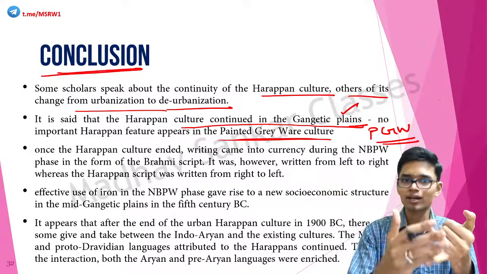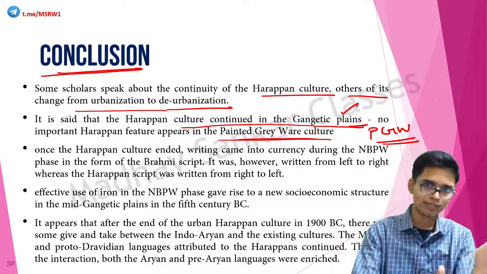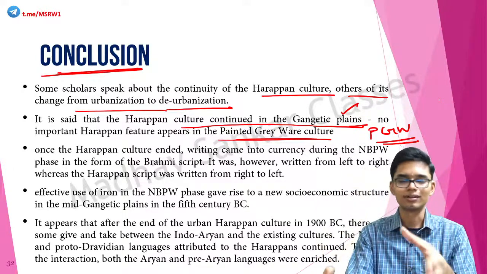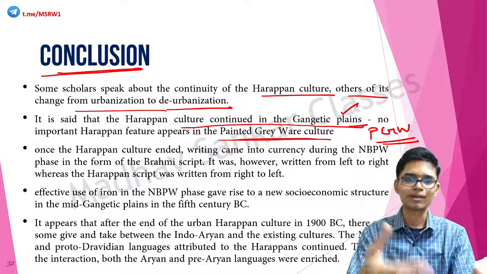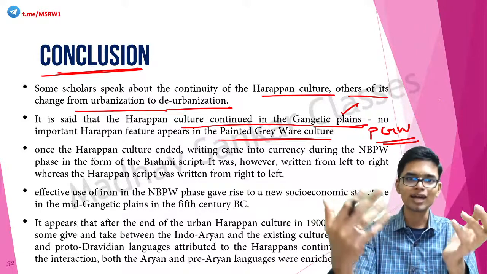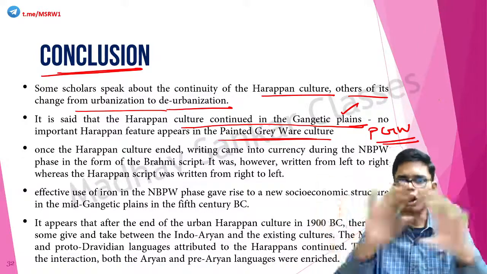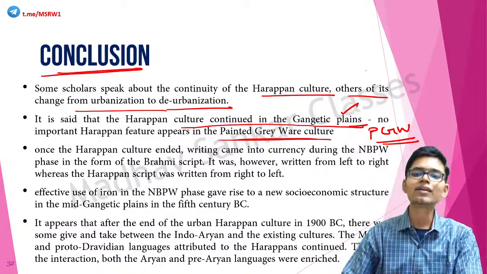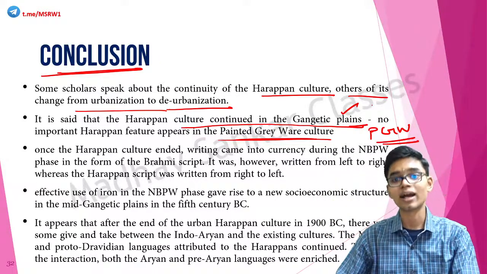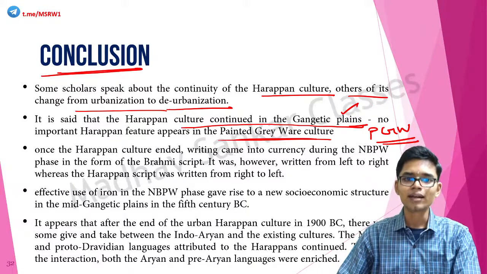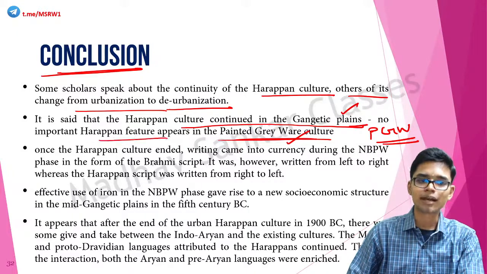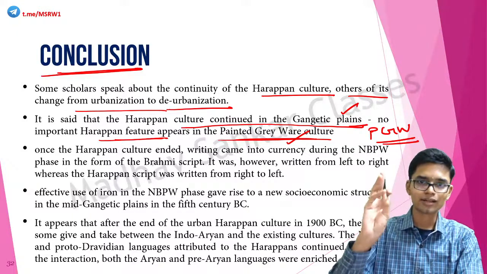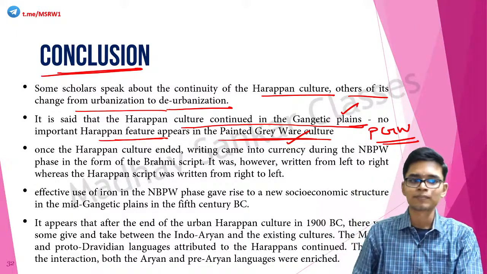We have ochre colored pottery, which is associated with the Chalcolithic period. We have red, painted red ware, and so on. Red and black ware. We have painted grey ware. We have northern black polished ware. All these kinds of pottery are associated with particular time periods. And painted grey ware culture is associated with the Iron Age. In this culture, there is no important Harappan feature. No town planning, no brickwork, nothing.